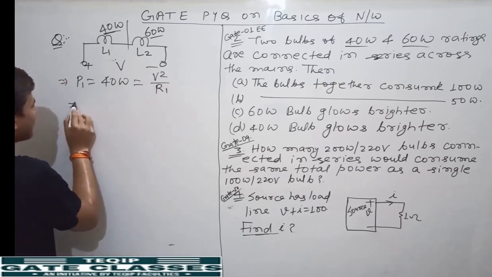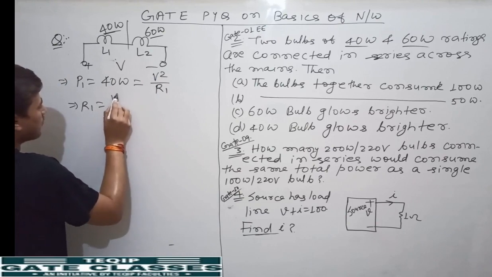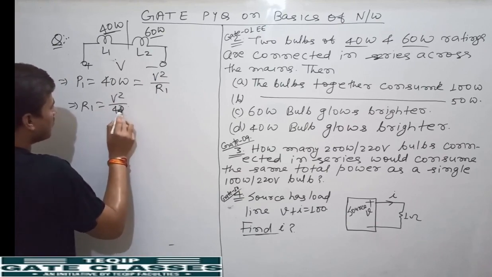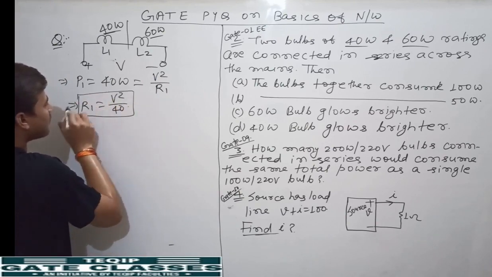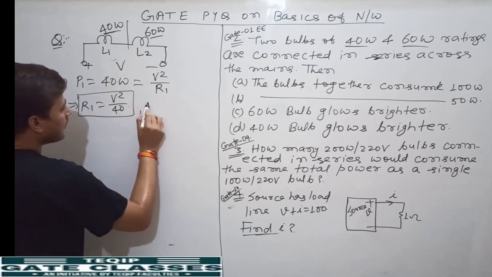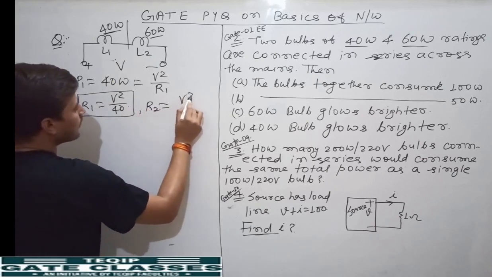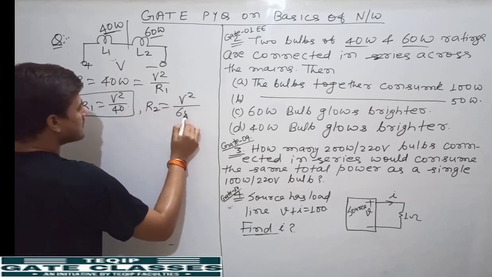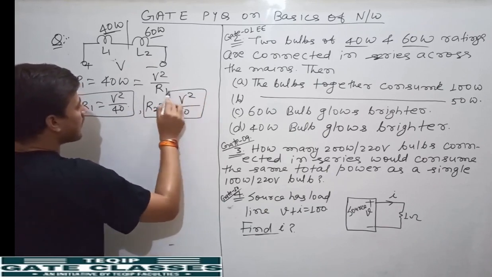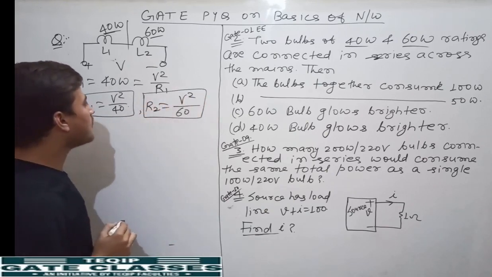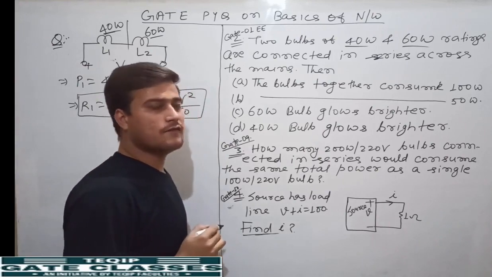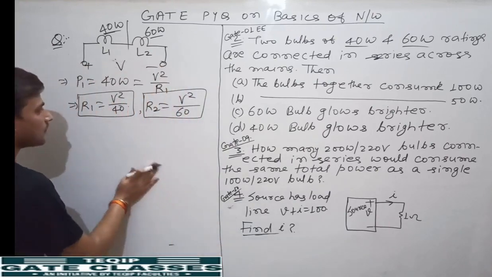So from here you can write R1 is equal to V square divided by 40. Similarly, the resistance of the second bulb will become V square divided by 60.